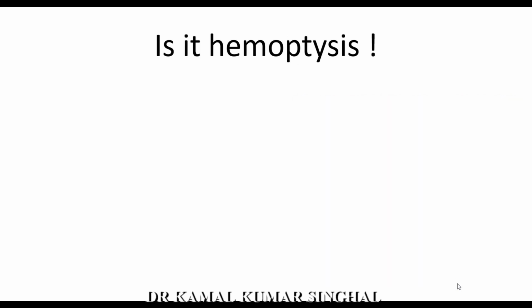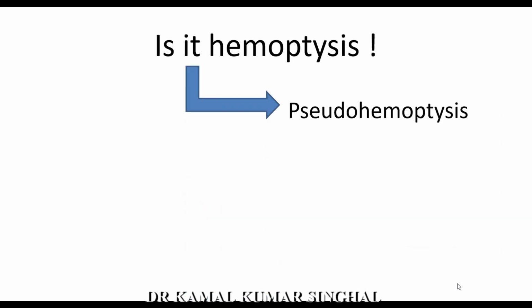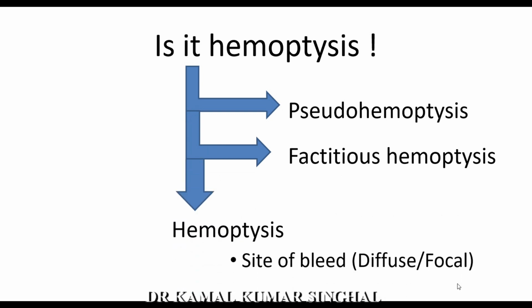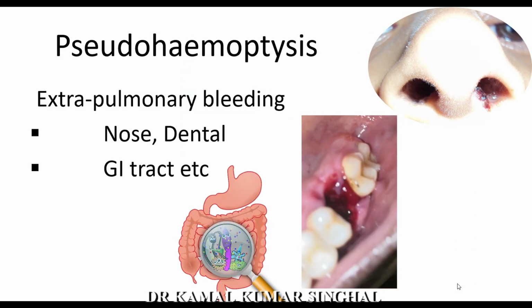Hemoptysis is expectoration of blood or blood-tinged sputum from the lower respiratory tract. The first question that comes up is, is it hemoptysis? Because it can be pseudo-hemoptysis, it can be factitious hemoptysis, and if at all it is hemoptysis, then we need to see whether it is a diffuse or a focal bleed and what is the amount of bleeding. Pseudo-hemoptysis is extrapulmonary bleeding. Now this extrapulmonary bleeding may be from the nose, maybe from the tooth, GI, gum.